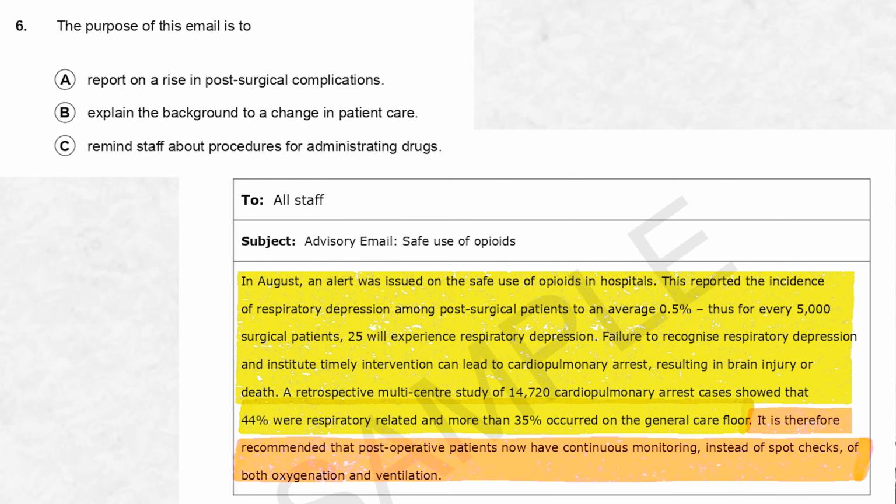Now let us get back to our question and see what is happening in this case. So in this case, the email is starting with several sentences which talk about post-surgical complications and their outcome, which ultimately lead to a change in the practice, which is the last sentence. So that is the main point in this paragraph, and to tell all the staff the reason why they are changing the practice is the purpose of the email.